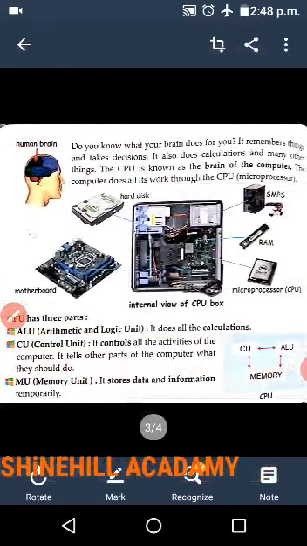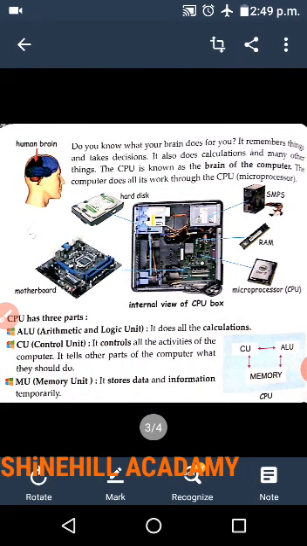Do you know what your brain does for you? It remembers things and takes decisions. It also does calculations and many other things. The CPU is known as the brain of the computer. The computer does all its work through the CPU. Without a brain, a human being cannot do any work.